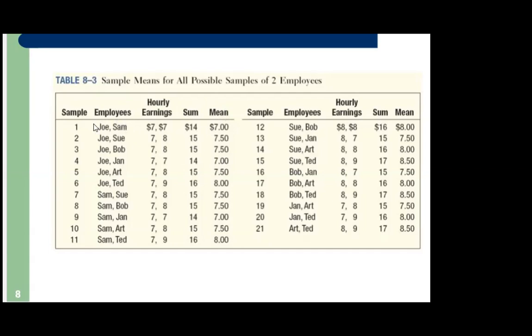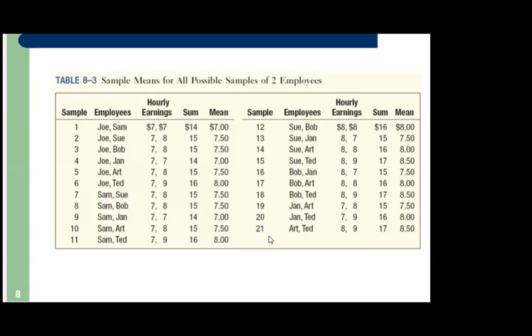So for sample 1, we have an average of 7. Sample 2, an average of 7.5. And that continues to the end. How many samples could we select in this case? 21, right? This is a combination of 2 by 2.